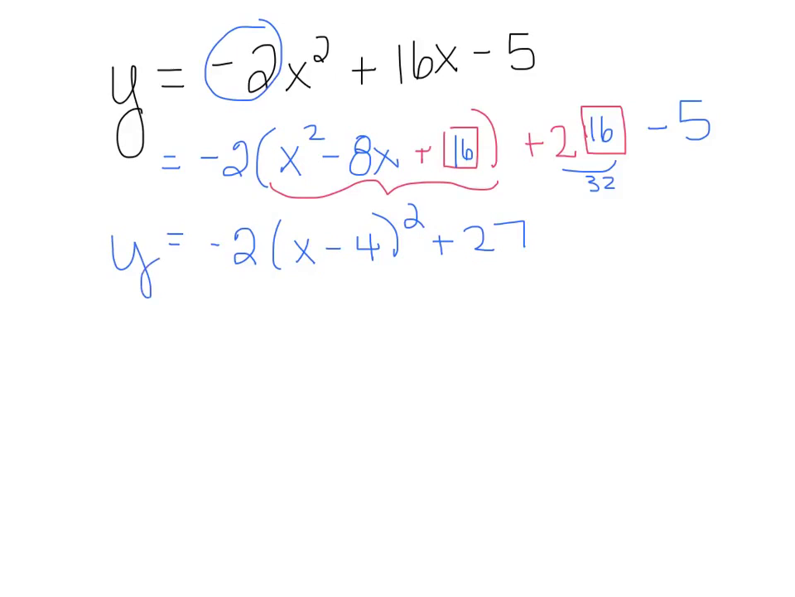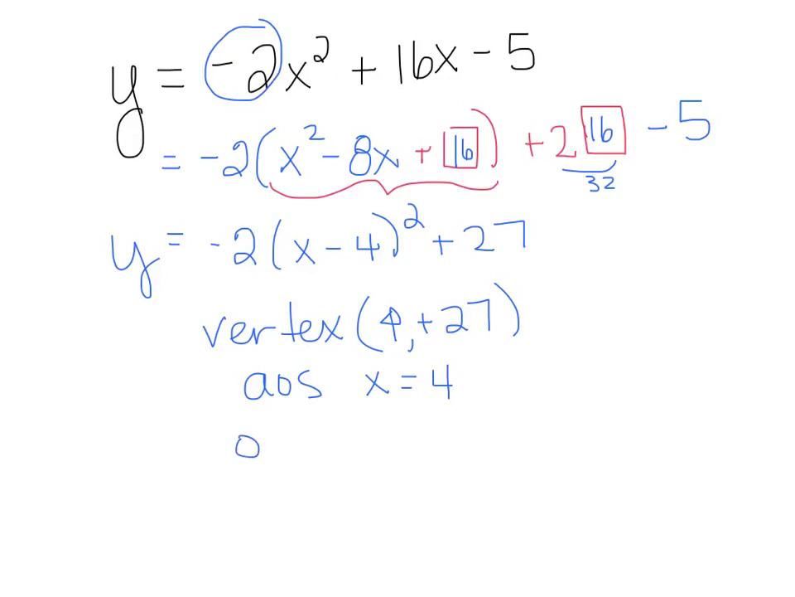Cool, so I have now completed the square. I know this guy is going to have a vertex at (4, 27), axis of symmetry x equal 4, and it opens down. So that's all good practice, and I really think that's all we're going to make sure we're good on: midpoint, distance, and completing the square. That'll be good practice for today.